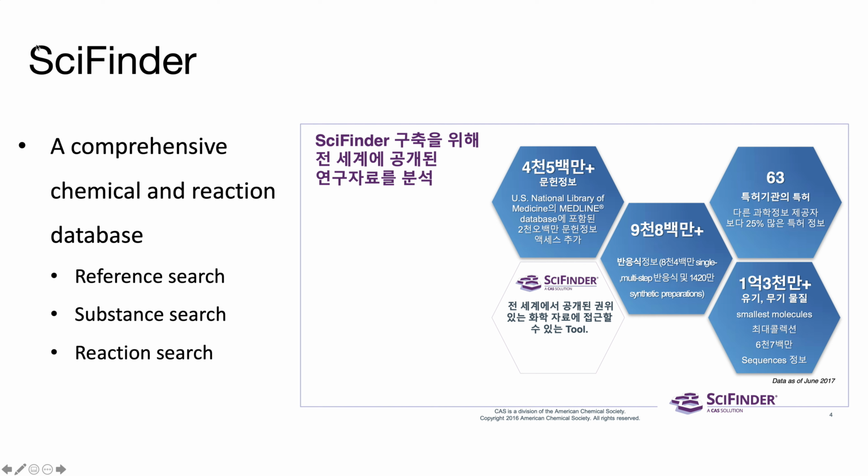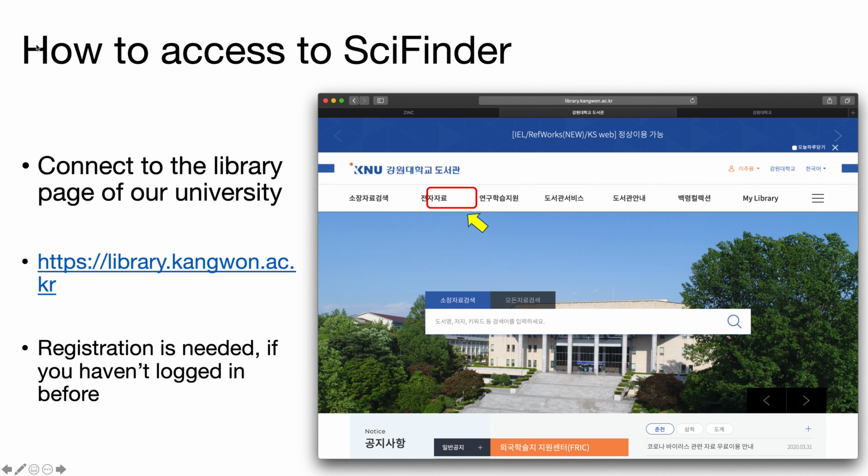SciFinder is also a very comprehensive and very widely used database, especially for organic chemists. So this is a comprehensive chemical and reaction database. You can search references, also you can search substances. Substance means molecules, and also you can search reactions. So let's take a look at some examples.